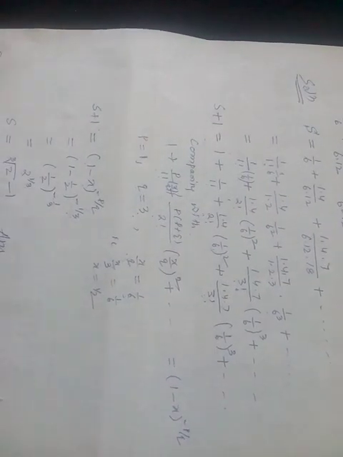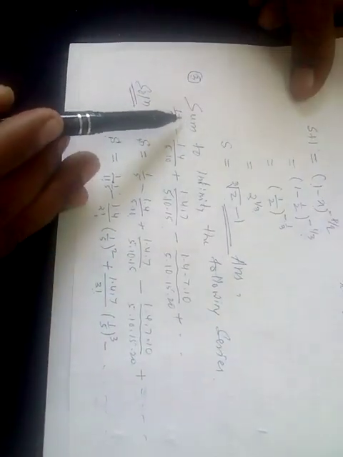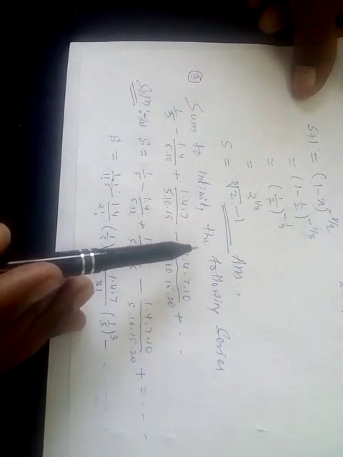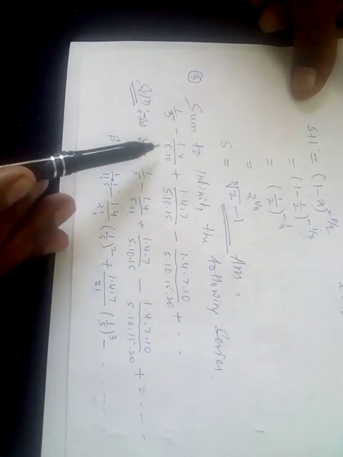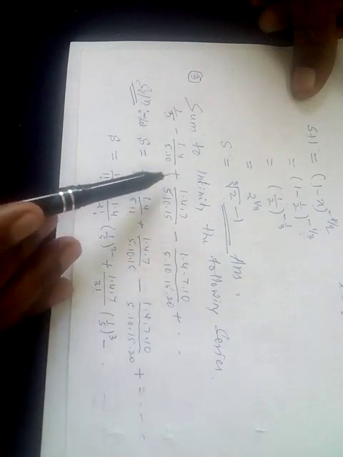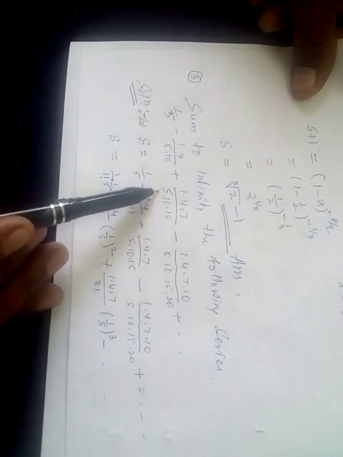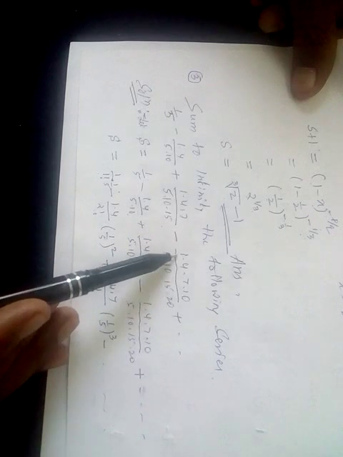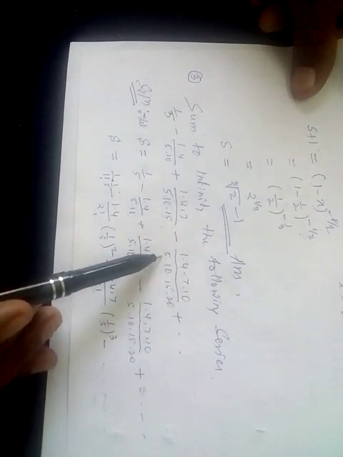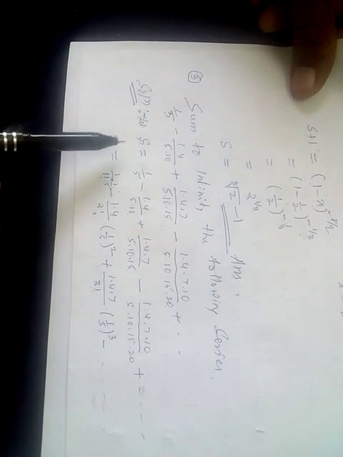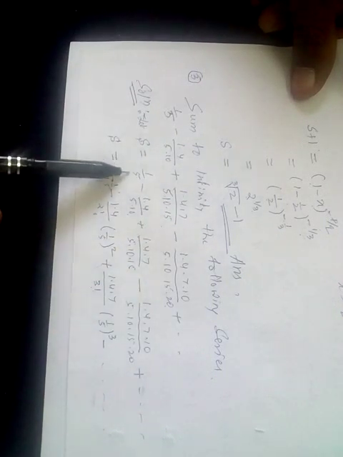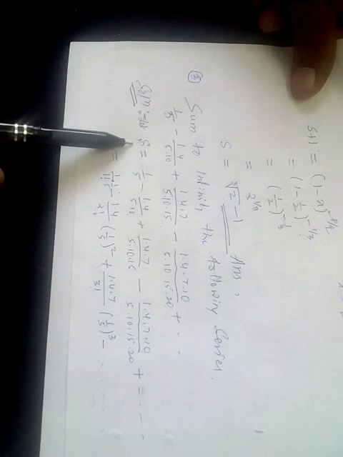Now similarly, I will consider one more example of the same type. Sum to infinity the following series: 1/5 minus (1·4)/(5·10) plus (1·4·7)/(5·10·15) minus (1·4·7·10)/(5·10·15·20) plus and so on. Now I will call the given series S.